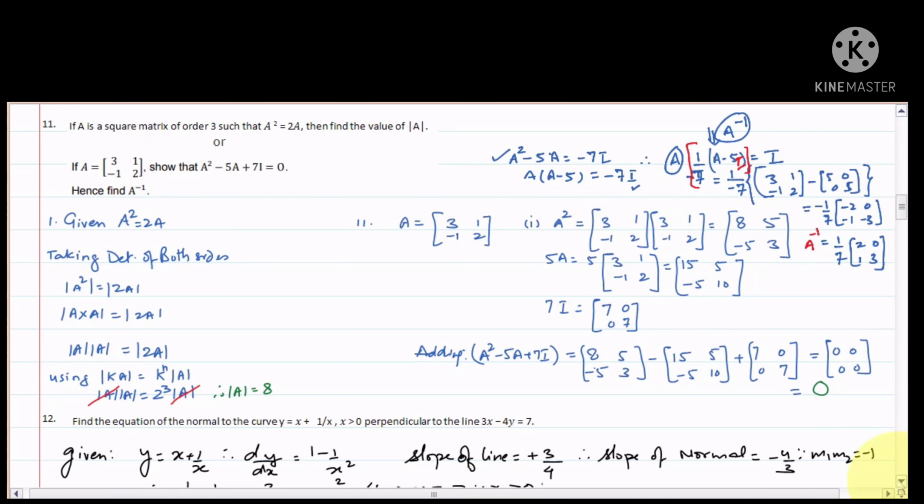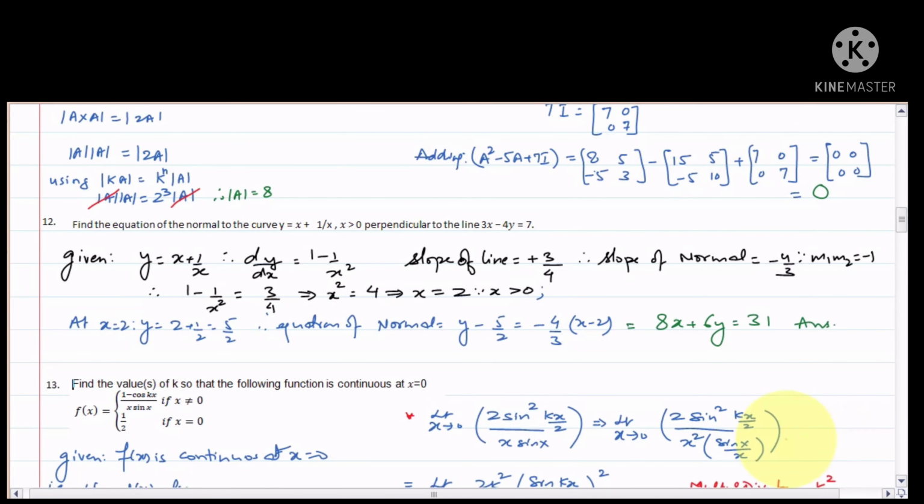So coming to question number 12. Question number 12 says, find the equation of the normal to the curve y is equal to x plus 1 by x, given x is greater than 0, because the function will be defined only when x is greater than 0, perpendicular to the line 3x minus 4y is equal to 7. So the normal is perpendicular to the line 3x minus 4y is equal to 7.